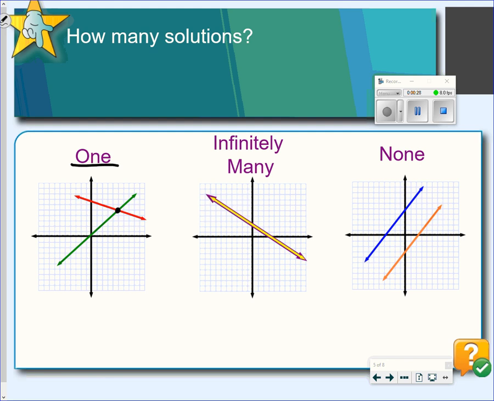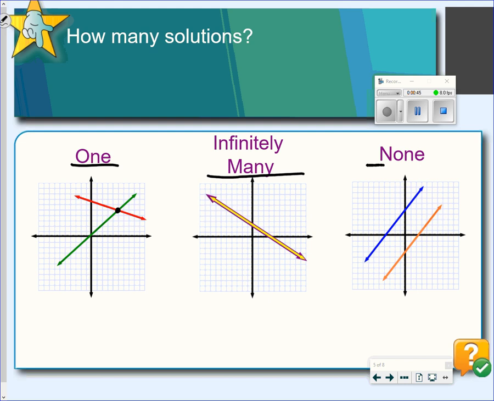Another possibility is that you have infinitely many solutions. This occurs when your two equations end up representing the exact same line. So you have one line right over top of the other, so they have all their points in common. So you have infinitely many solutions.